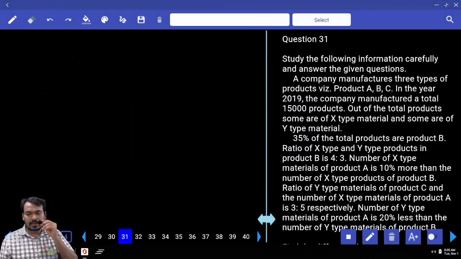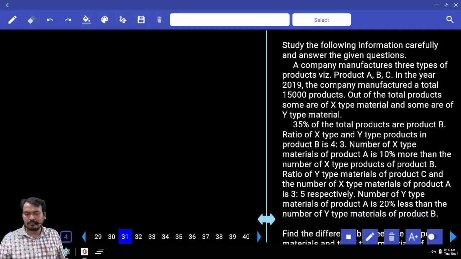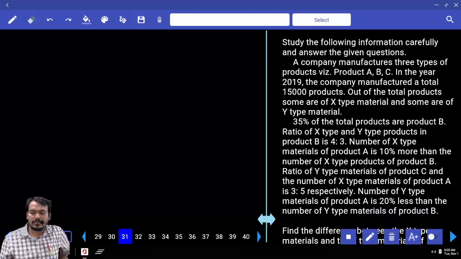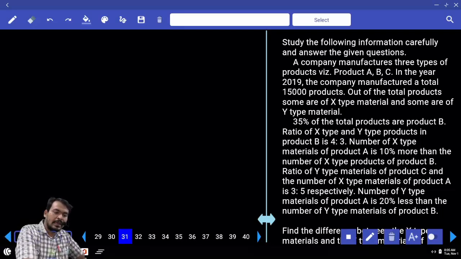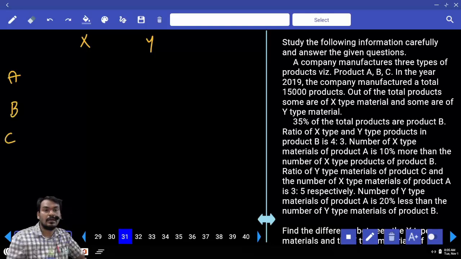A company manufactures 3 types of products, product A, B, C in the year 2019. The company manufactured a total of 15,000 products. Out of the total products, some are X type and the rest are Y type material. Okay. Each one is X, Y, or not. How many products? 3 products. A, B, C, or not.